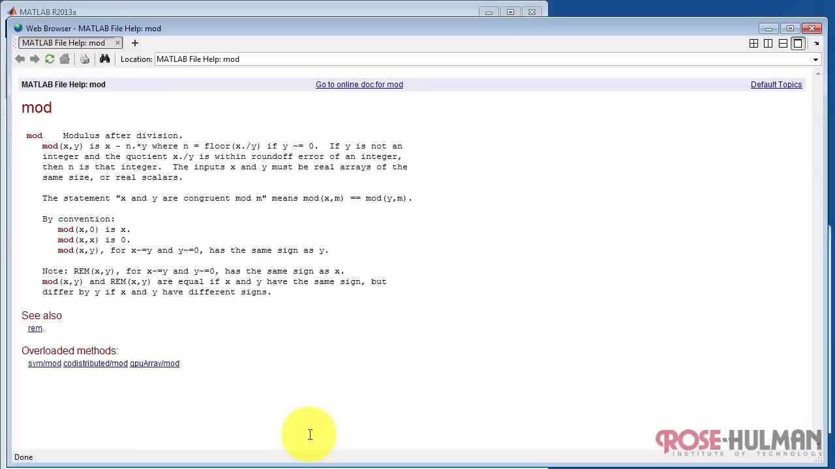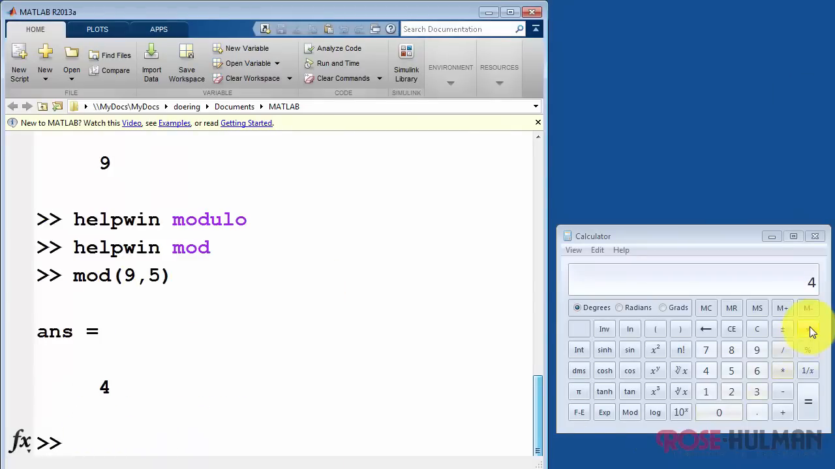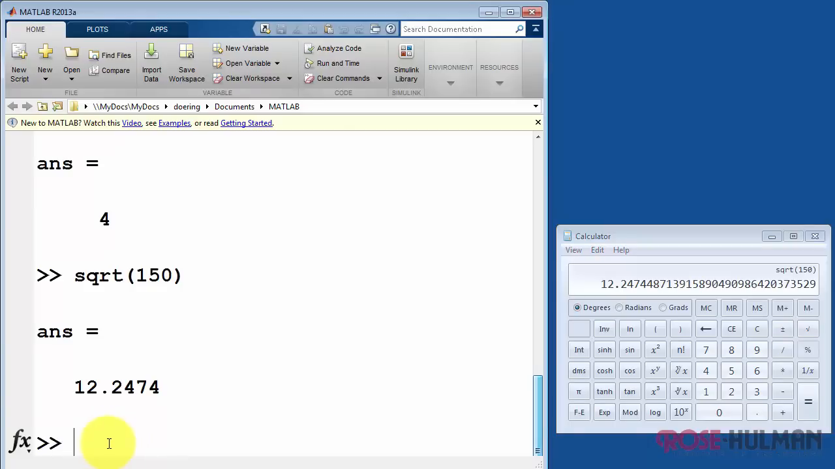Let's look for just mod by itself. Hey, there it is. Modulus after division is the formal name for this. Mod takes two values, 9 and 5, and it says 9 divided by 5, the remainder is 4. Let's try the square root operation. Looks like that matches, and there we see agreement for the first 6 digits.